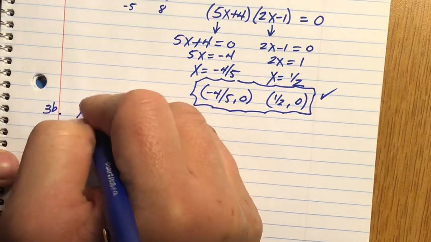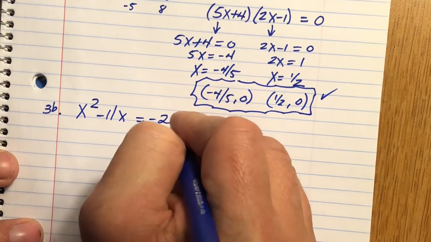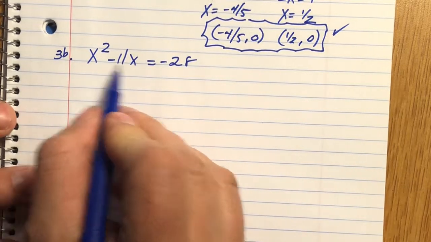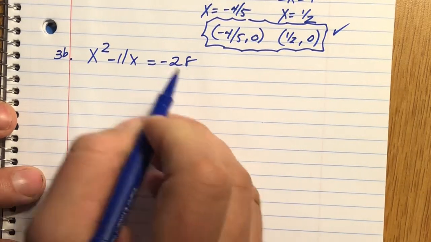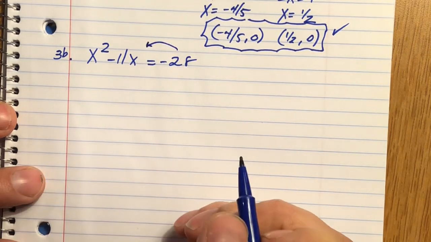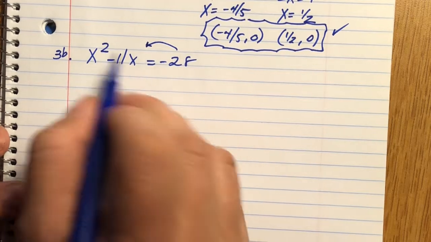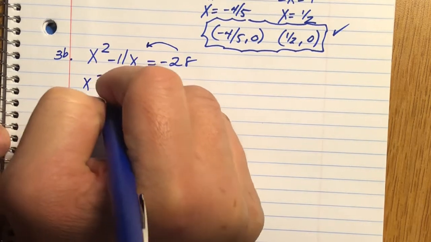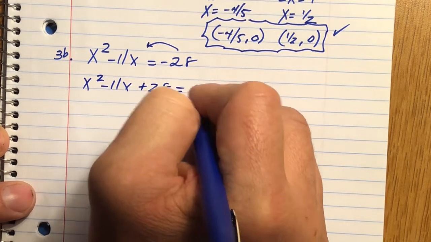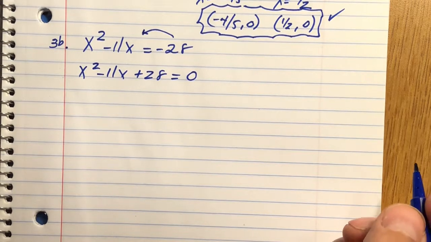3b. x squared minus 11x equals negative 28. So with this one, you have to be careful. It's a little bit different. This is not in standard form because this guy's hanging out on the wrong side. We have to get this guy over to the other side. We do that by adding the opposite, so we add 28 to both sides. x squared minus 11x plus 28 equals 0. Now we're ready to solve this by factoring.